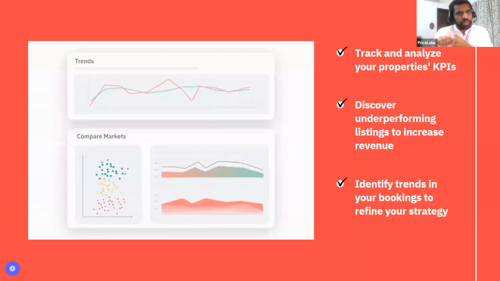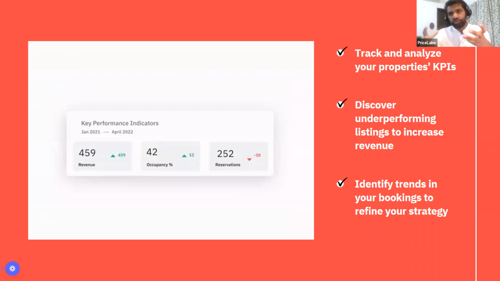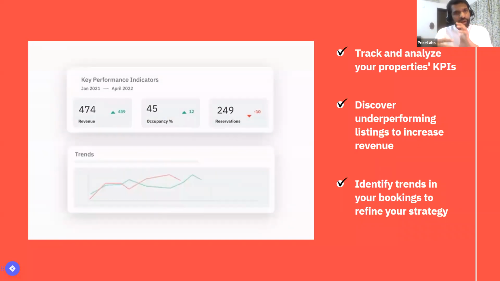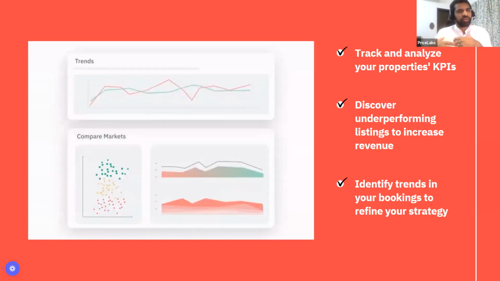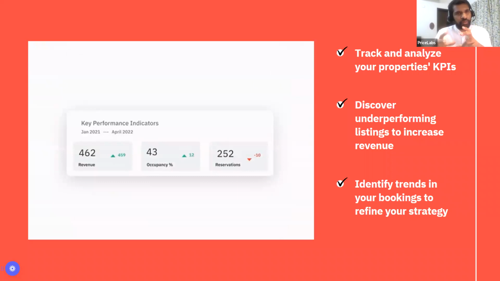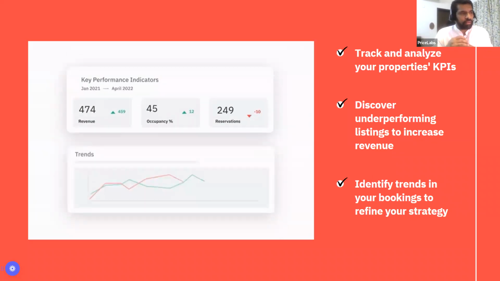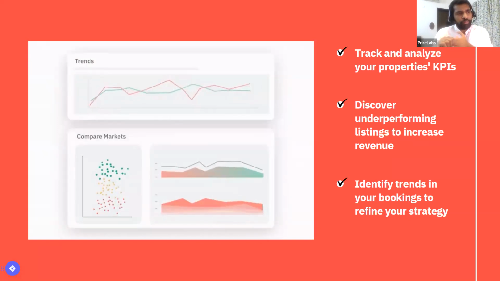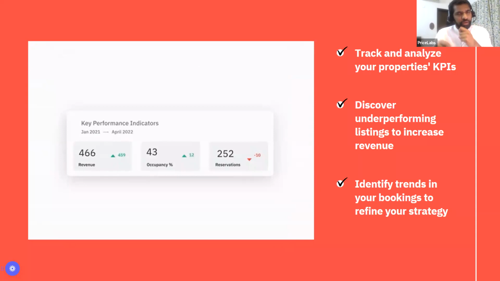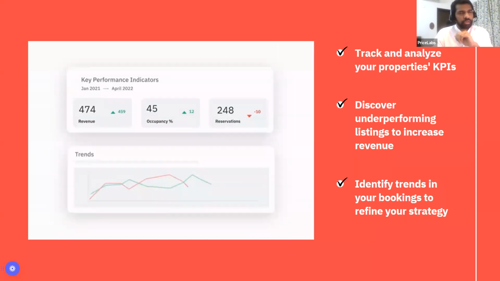Number 2, if you have a bunch of properties, you can use portfolio analytics to identify which are the underperforming properties, so that you can tackle them fast. And number 3, it can also help you identify trends in your bookings so that you can refine your revenue management strategy, right?